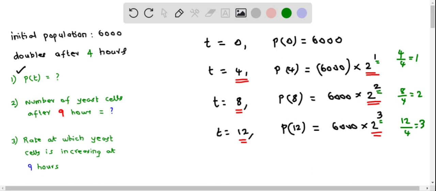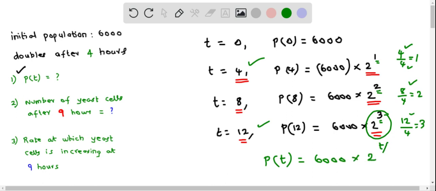So every time we take this t value, 4, and divide by 4. So here also we take the t value 8 and divide by 4, and here also we take the t value 12 and divide by 4, which means we can write the function p of t equals 6,000 times 2 raised to the power of t by 4. So this is the expression which determines the number of yeast cells after t hours.